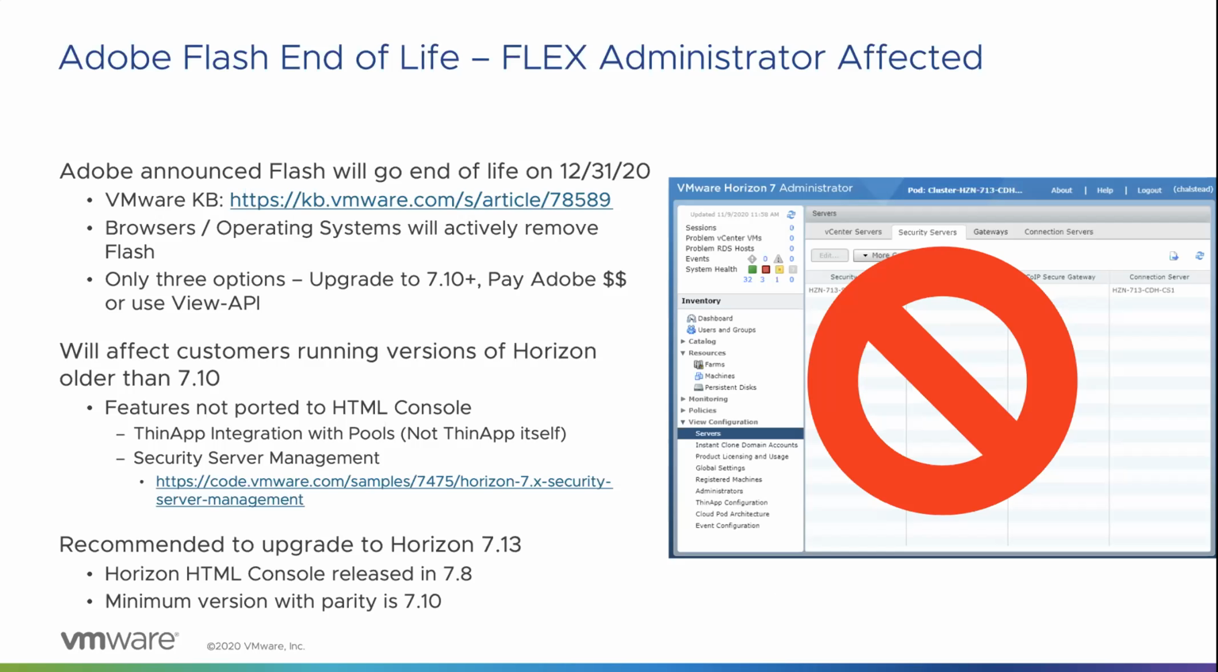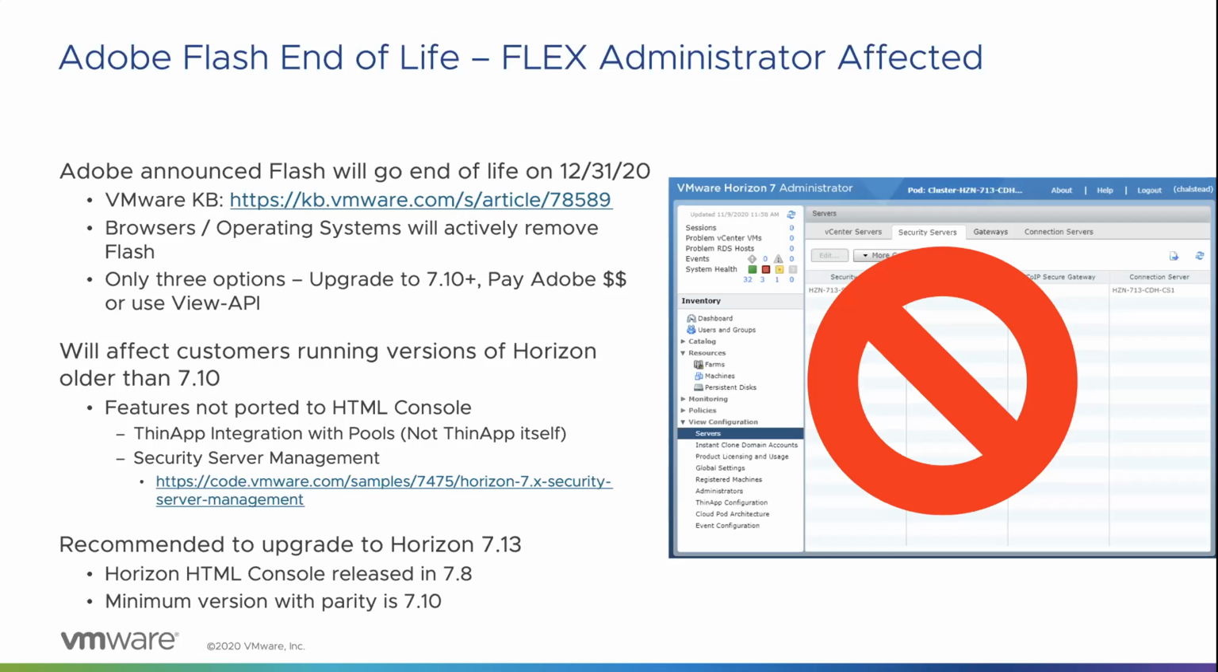Features that are not ported to the HTML console, never will be ported, are ThinApp integration with pools. It was a very lightly used feature, not ThinApp itself. ThinApp itself is still around. And then security server management. So if you happen to have security servers in your environment, should be moving to UAG, but if you happen to have some after the pivot, there would be no way to manage security servers.